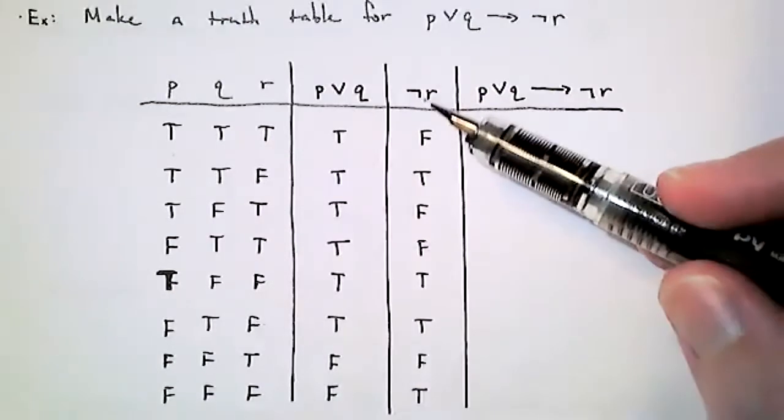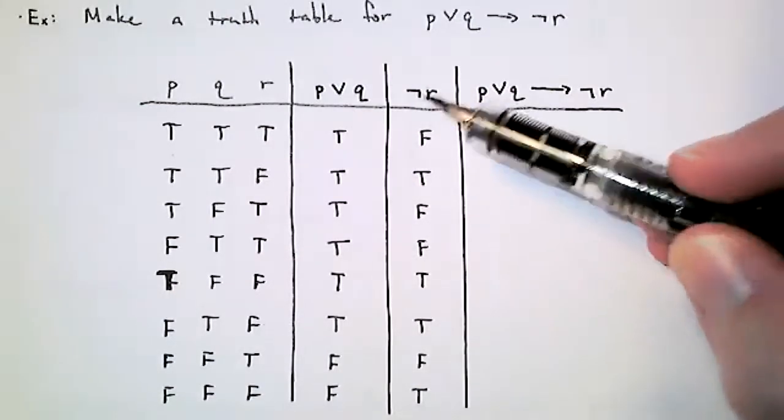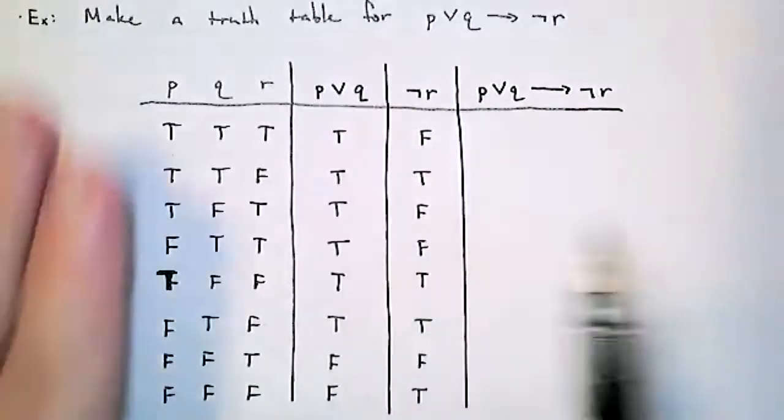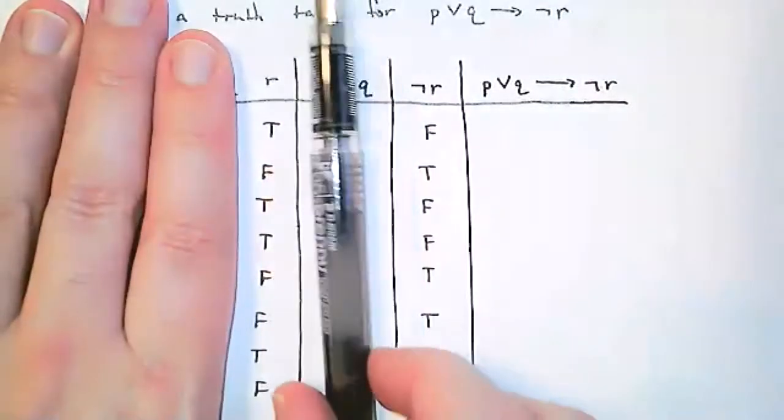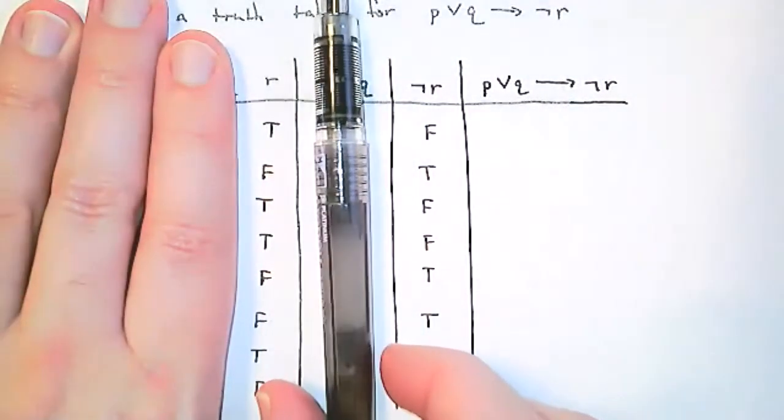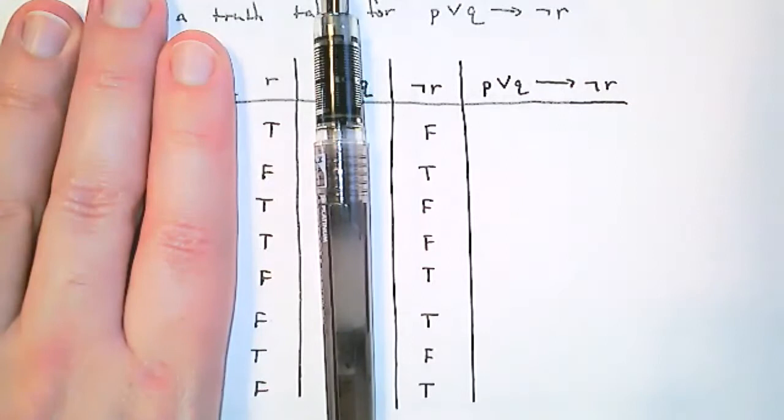So when I'm filling in this column, I'm only looking at R. So you can kind of just completely ignore these. Okay. And you can totally ignore this one too. All right. So this is all we're looking at right now.